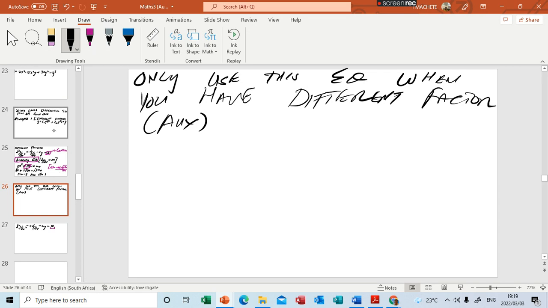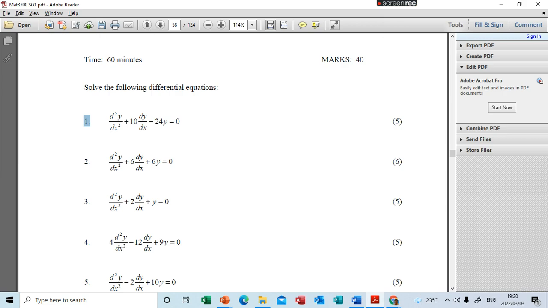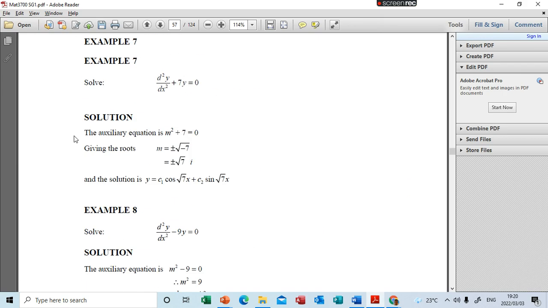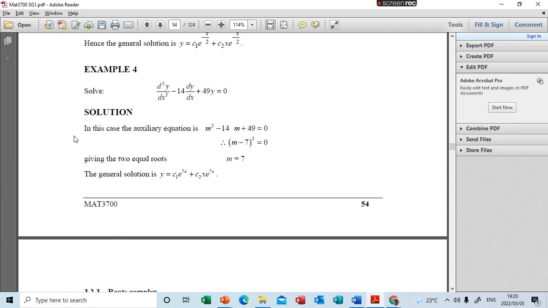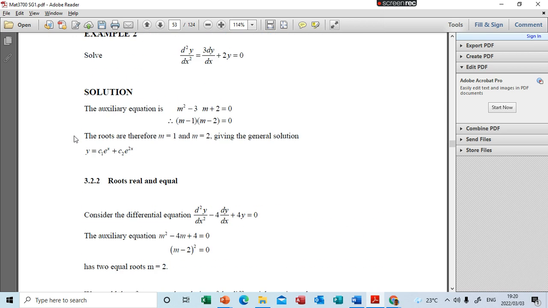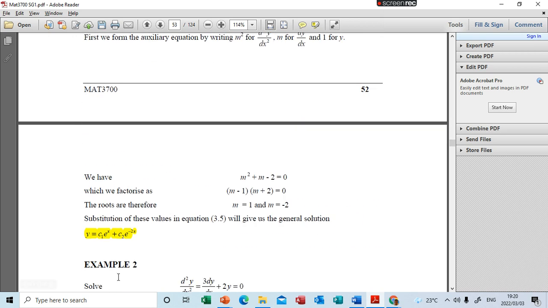So different factors from your auxiliary equation. The auxiliary equation I showed you is your m when you change everything to m. So this one, guys, this equation y equals c1 is the equation that I've just highlighted. I don't know the page number, but you'll see it. I highlighted this equation and wrote on the side there: general solution.